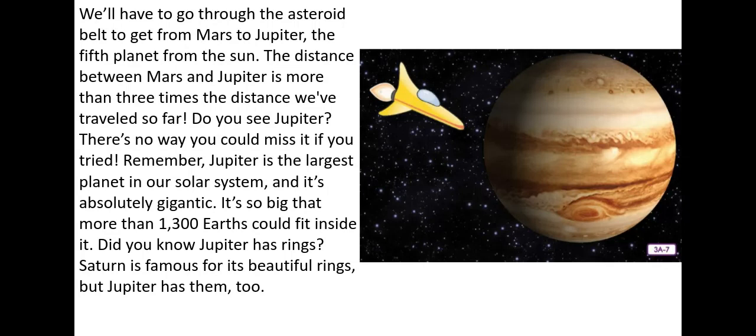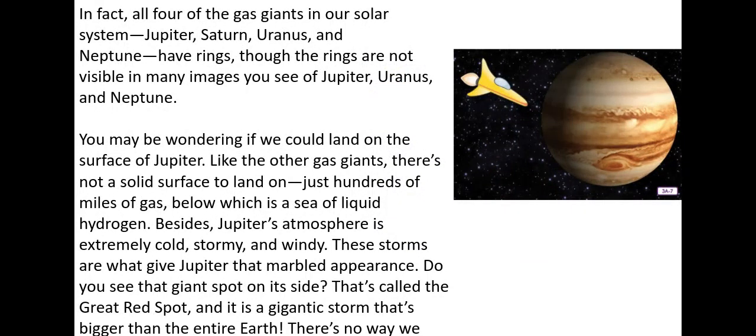Did you know Jupiter has rings? Saturn is famous for its beautiful rings, but Jupiter has them too. In fact, all 4 of the gas giants in our solar system, Jupiter, Saturn, Uranus, and Neptune, have rings, though the rings are not visible in many images you see of Jupiter, Uranus, and Neptune.